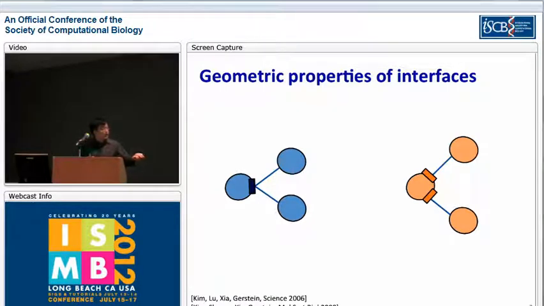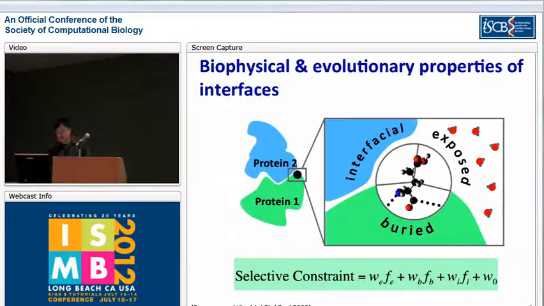So if you just have the binary network, you don't know. You just know that this hub protein talks to these two proteins, but you don't know whether or not it talks to these two proteins using the same interface or using different interfaces. But with structurally resolved models, you can start to think about geometric relationships between these interfaces, and this will become important in a moment.